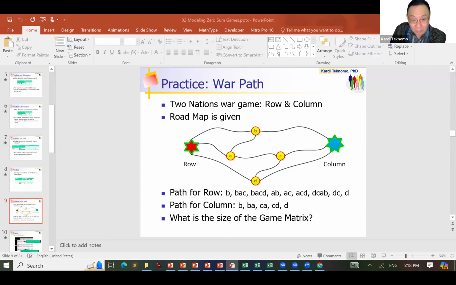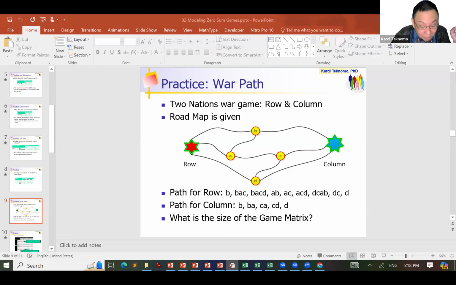And so on. While the path for column is only this part. So when we say B, that means from column, going to B, and then going to the row. When we say BA, that means from column, going to B, to A, and then attack the row nation, and so on. So my question to you is simple.